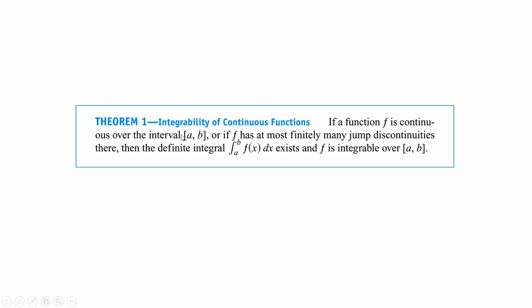Okay, there is the theorem on integrability of continuous functions: if a function f is continuous over the interval [a, b], or if f has at most finitely many jump discontinuities, so either it should be continuous on the whole interval [a, b] or have at most finitely many jump discontinuities, then the definite integral of f(x) from a to b exists, and f is called integrable over the interval.